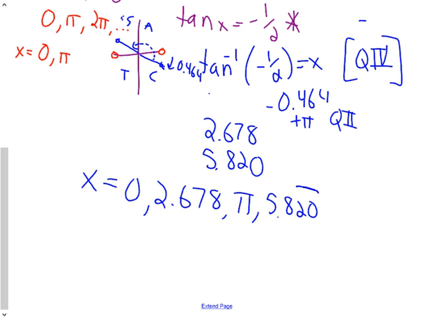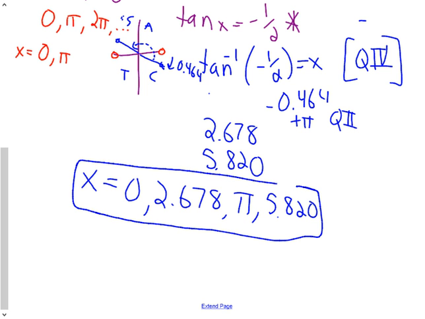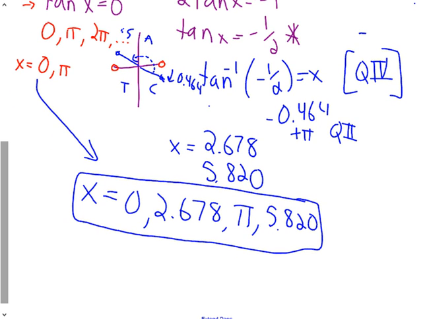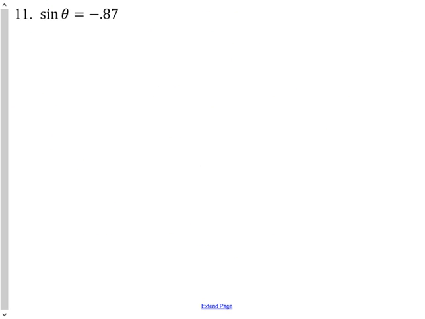Putting all 4 answers in the same area generally works nicely, going from least to greatest, because those were our answers for tan of x equals negative half, and these were the answers for tangent of x equals 0. Now the last question, in hindsight, should have come before that one, because it would have gone over why we had to be specific about what quadrant our answers are coming from. So sine of an angle is negative 0.87, so we're going to do sine inverse of negative 0.87 to get our answer.